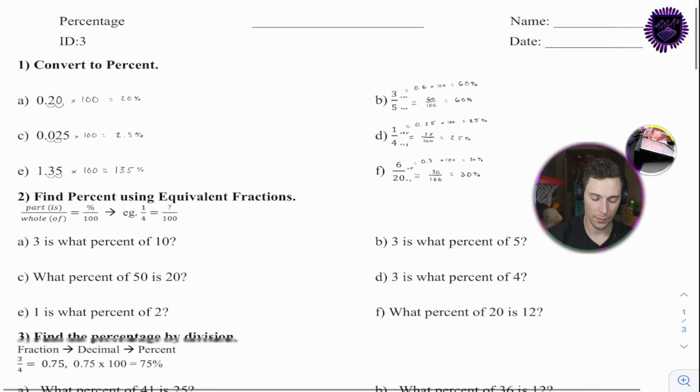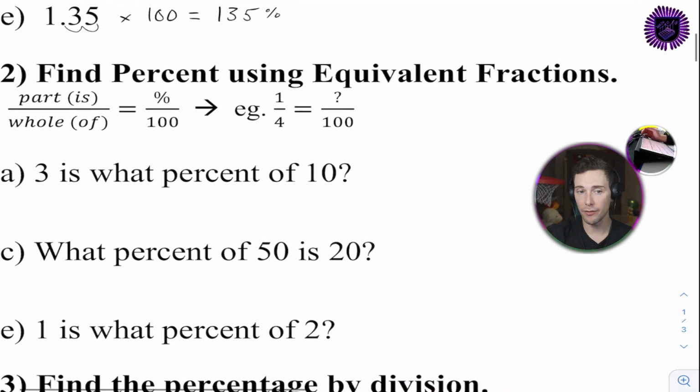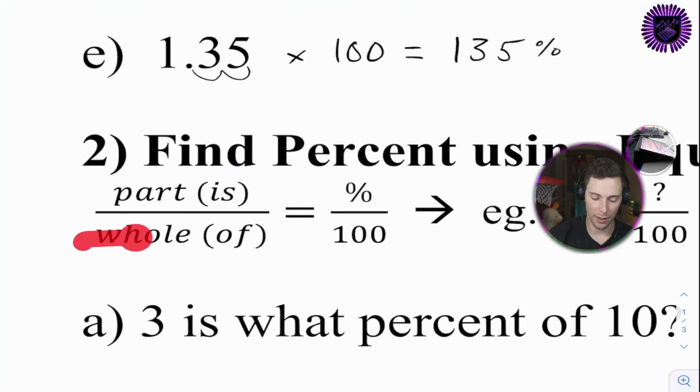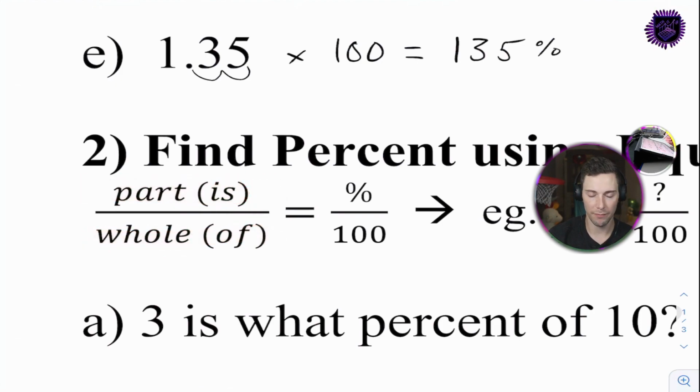Okay, section number 2, we're going to be finding the percent of numbers using equivalent fractions. Now these are written as word problems, so you need to pay attention to the of and the is, our numerator and our denominator, our part and our whole. The part uses the language is, and the whole uses the language of. Pay attention to that as we go.